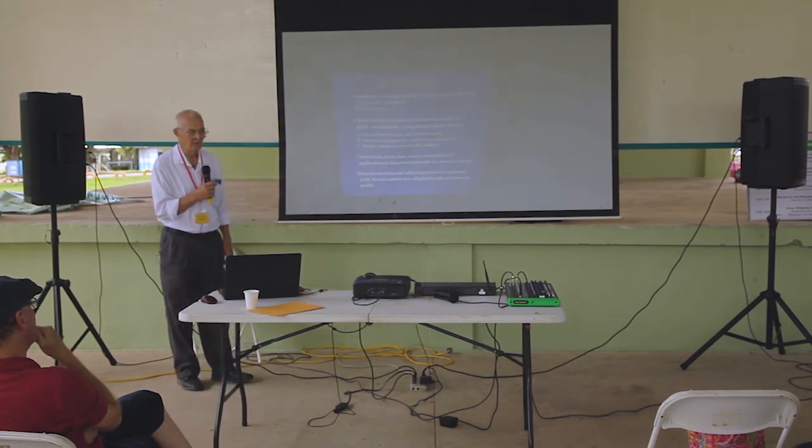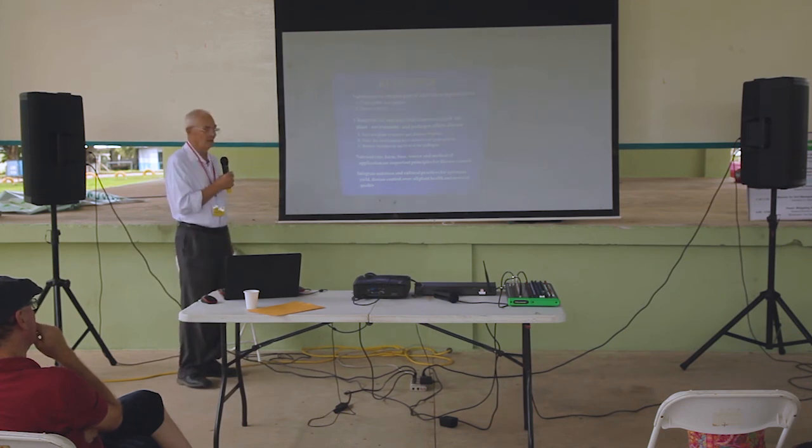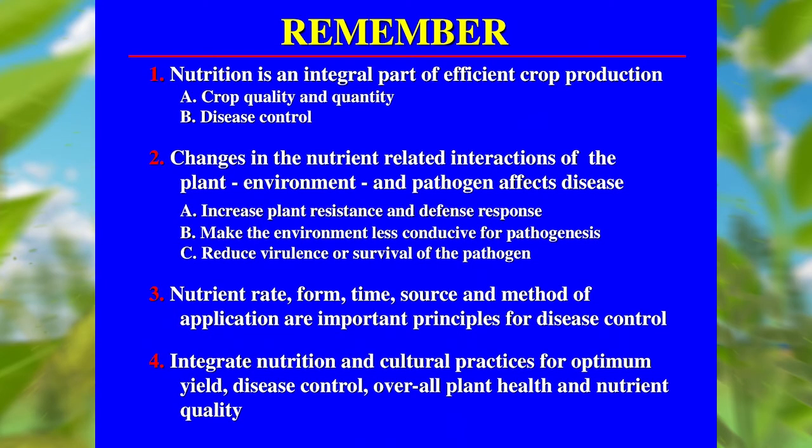Then, remember that nutrition is an integral part of crop production. Changes in nutrient relationships not only affect yield but also disease. You have six keys to use there. We need to integrate nutrition with our own management programs. It can be a very effective disease control mechanism.